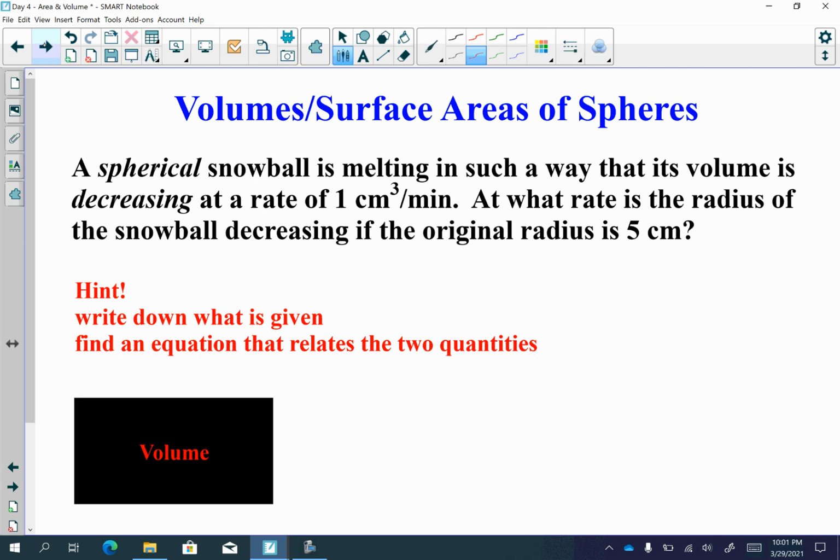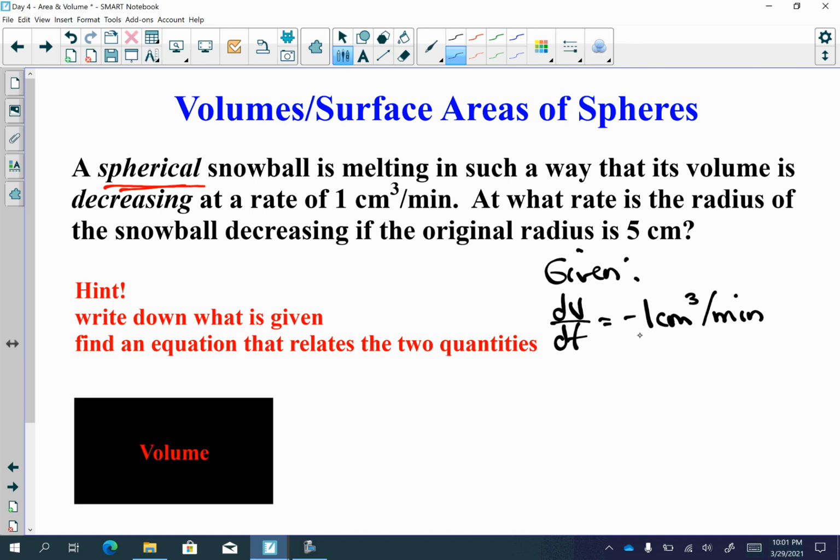Okay, a spherical balloon, a sphere. Okay, it's like a 3D ball, 3D circle. It's a ball. In this case, we're talking about a snowball. It's melting in such a way that its volume is decreasing at a rate of, okay, so our given information this time, look at the units, 1 cubic centimeter per minute. That's not a volume. It's the rate at which the volume is decreasing. So if it's decreasing, like we said on the previous slide, it should be a negative.